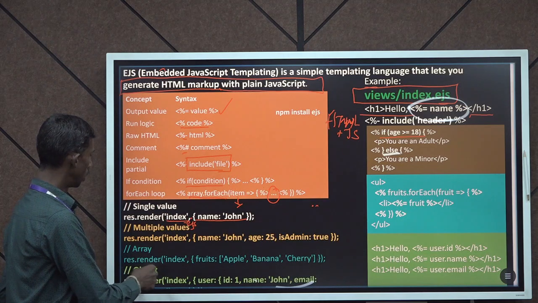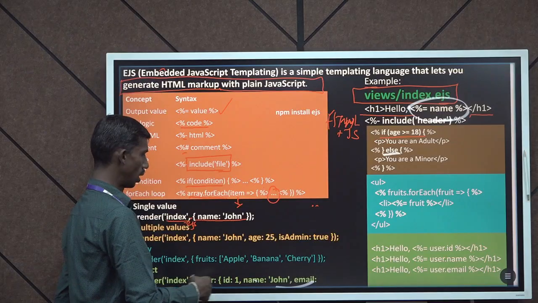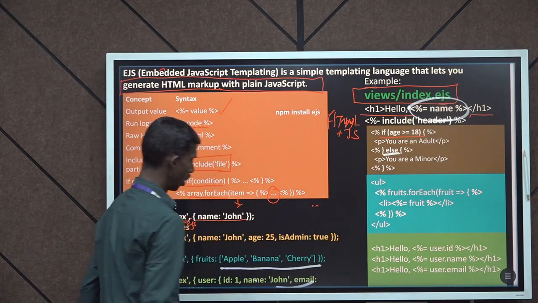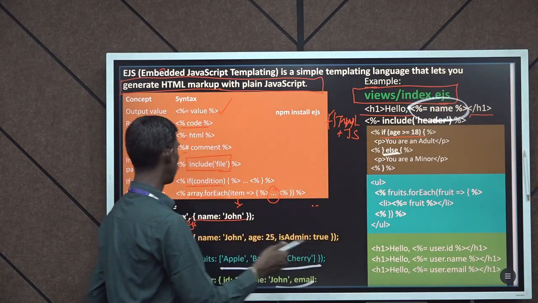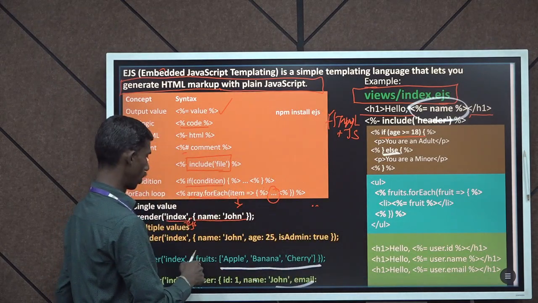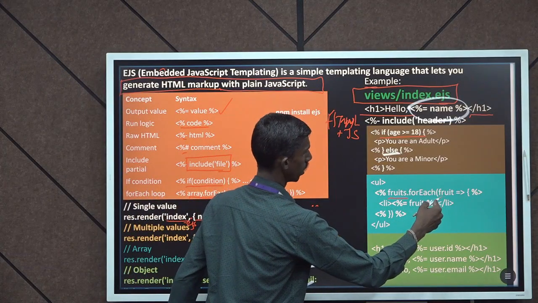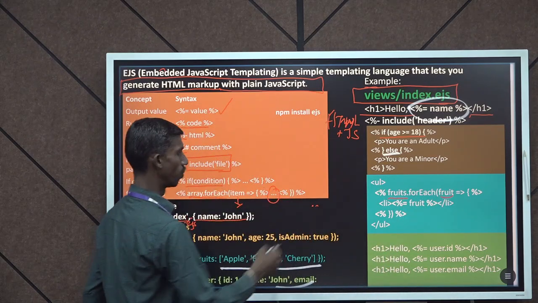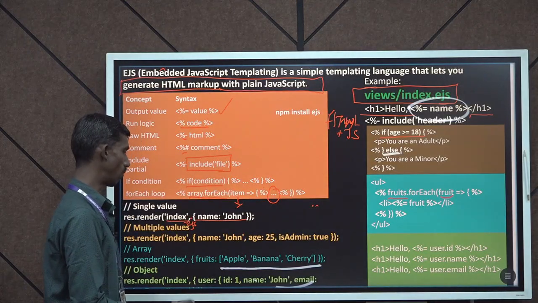The third is passing data in the form of arrays. I need to send the array data. Look at fruits, which contains an array of items: apple, banana, cherry. For that we need to iterate, so you can use a forEach loop. The name is nothing but fruits. Fruits dot forEach, where fruit is the iteration variable. For the first iteration it prints apple, for the second iteration banana, and for the third iteration cherry. They will be displayed one after another.